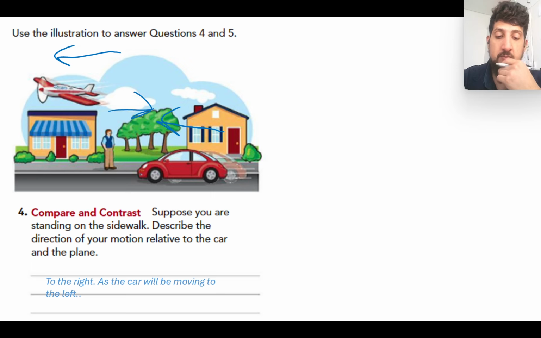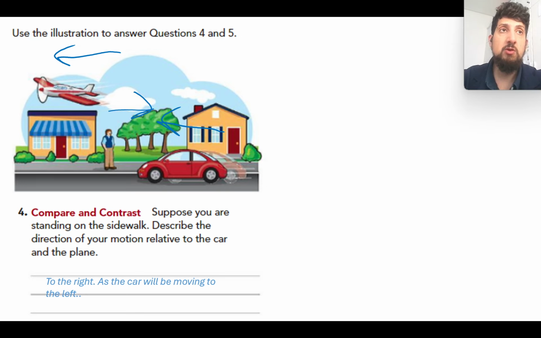So let's say, for example, you're in a car and you're moving, and there's another car that's moving as well in the same position as you, and they're moving at the same speed. Then relative to each other, you're not moving. The same situation happens if you're on a plane. If you're on a plane, you're sitting down, the plane is moving, you're moving, the person next to you is moving, everyone on the plane is moving.